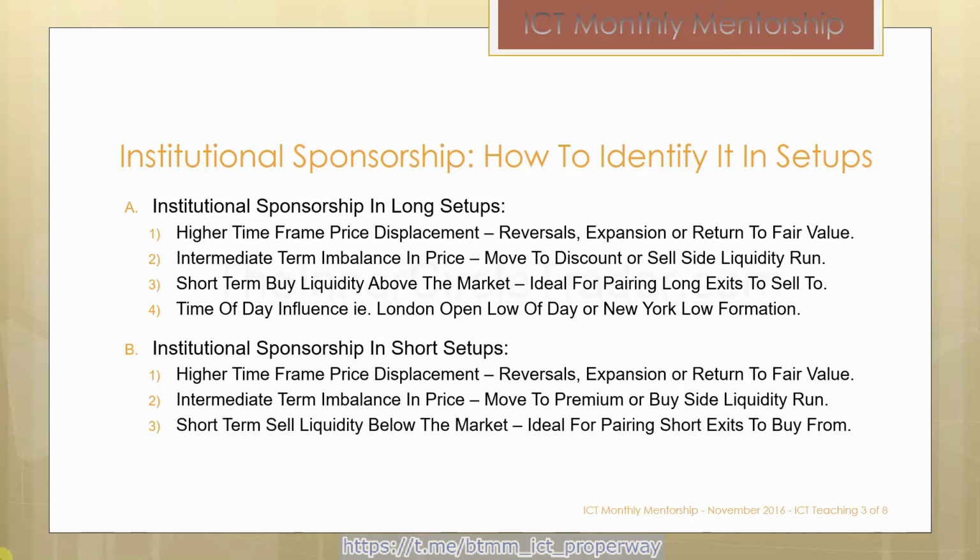And then short-term sell liquidity below the marketplace. This is going to be ideal for pairing short exits to cover. And obviously, those sell stops, we're going to be buying those from the counterparties in the marketplace. Just like we did with the long setups, we would be looking for time of day influence, i.e. London Open high of day or New York high formation. Now, in this specific teaching, we're only going to be dealing with the institutional sponsorship seen in long setups. Everything you see in the example would just be reversing that for the criteria used in the short setups.